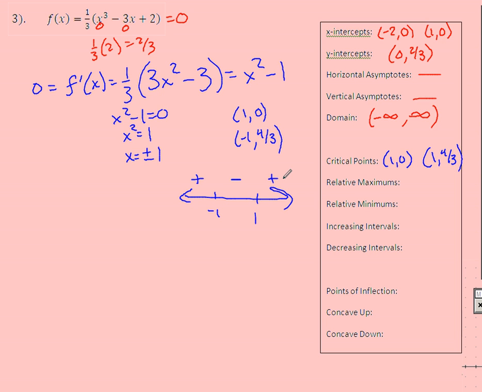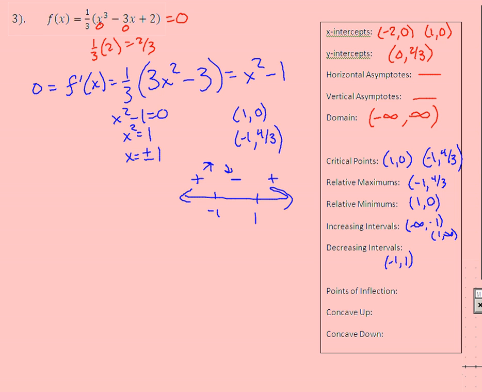So that means the maximum, going from increasing to decreasing, happens right there at -1. So it was at -1 comma 4/3. And the minimum went from decreasing to increasing. That's at 1 comma 0. Increasing intervals, where do I have my positives? That's from -infinity to -1, and also from 1 to infinity. And then decreasing here was at -1 to 1.